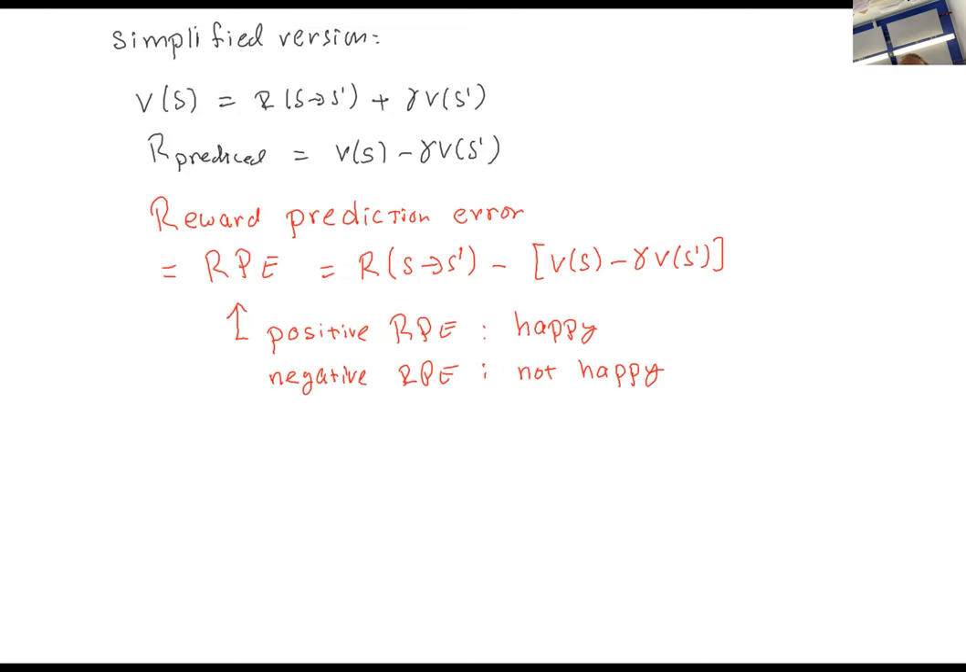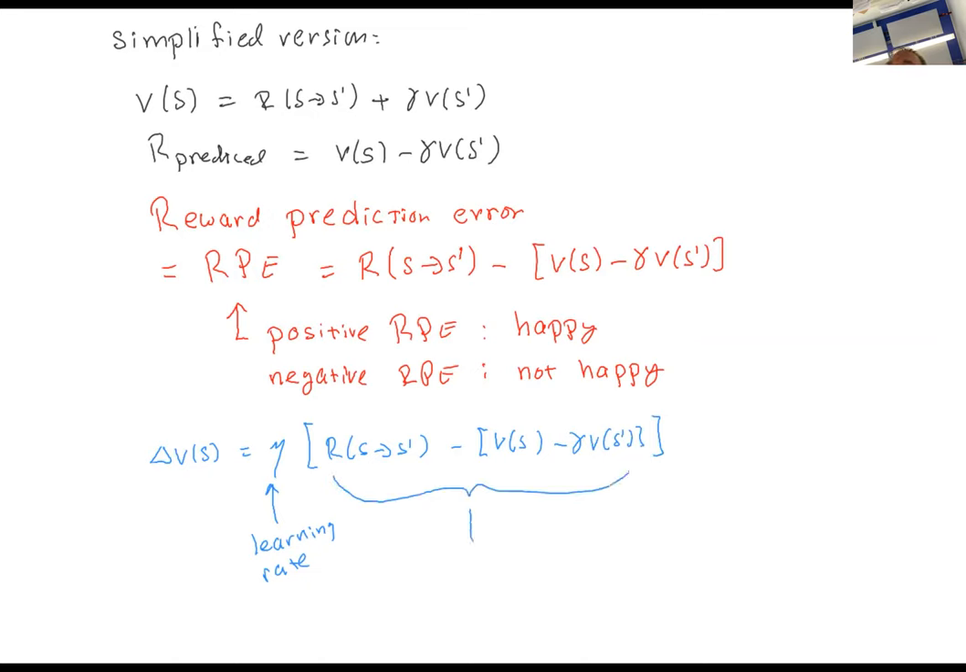So you wander around your state space and your update rule is delta V, your change in value in state S, equals some learning rate times the RPE, which is R of S to S prime minus V of S minus gamma V of S prime. Okay. And the RPE is associated with dopamine.